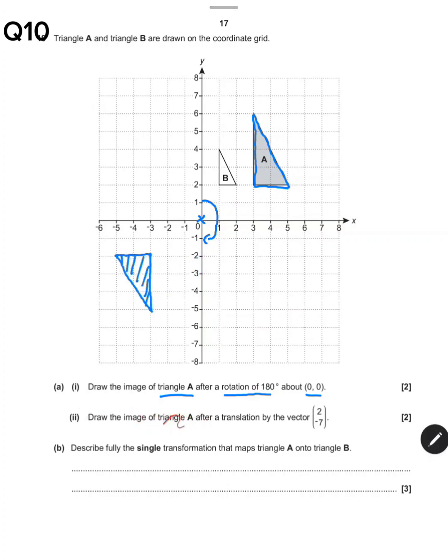Part 2 says draw the image of triangle A after a translation by this vector. Well, when you've got a vector like this, top number is left and right, and positive numbers go right, and then this bottom number is up and down. Positive numbers go up, so negative numbers go down. So this is saying move A 2 right and 7 down. So pick any point and just go 1, 2 right, and then 1, 2, 3, 4, 5, 6, 7 down. That there is where the top of your triangle is going to finish.